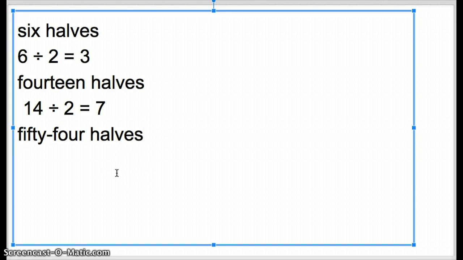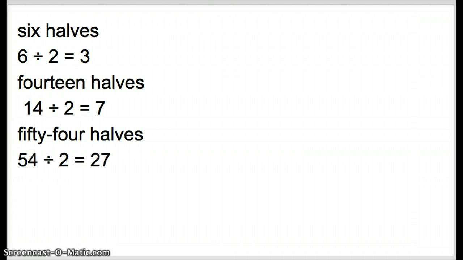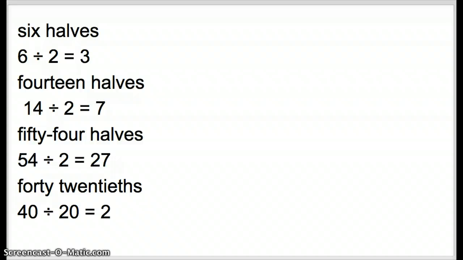What is a division sentence for 54 halves? You can have 54. Call on somebody; the answer should be 54 divided by 2 equals 27. How about 40 twentieths? 40 twentieths is the fraction. Think about that for a second. Call on somebody. They should say 40 divided by 20 equals 2.